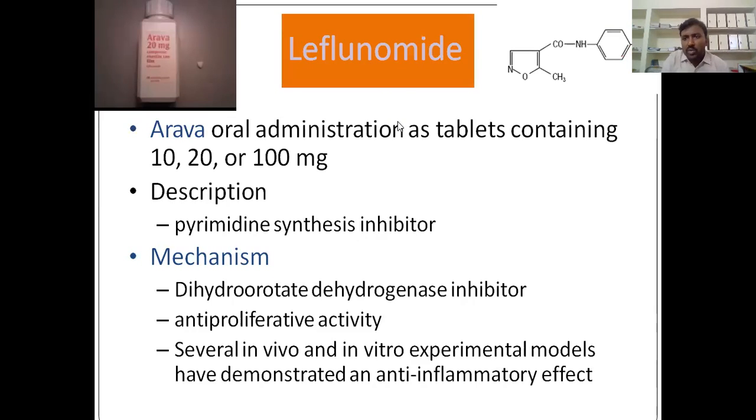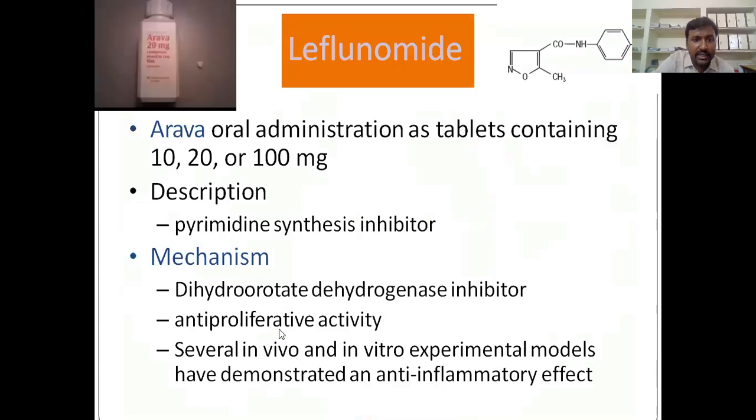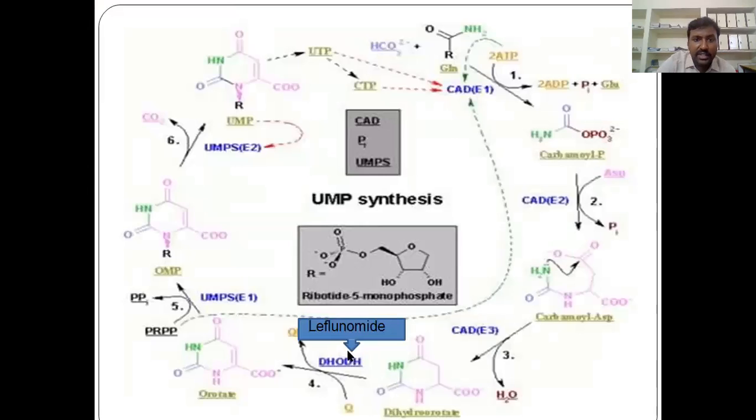Same like how the guanosine monophosphate synthesis process happens, in the same way the uridine monophosphate synthesis process will be inhibited. So leflunomide inhibits the, this is the diagrammatic representation, the dihydroorotate dehydrogenase. So when it is inhibited, there is no formation of uridine monophosphate. When uridine monophosphate synthesis does not happen, there is no formation of uridine. You know what uridine is? Uridine is one of the basic nucleoside molecules in the DNA.